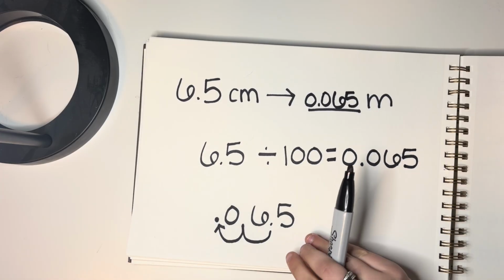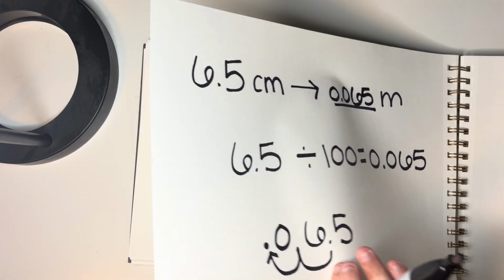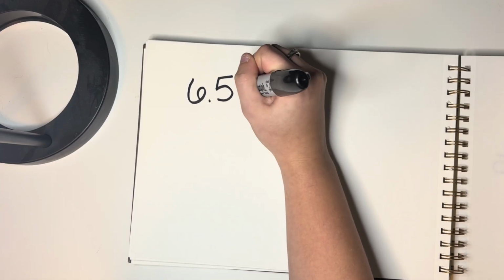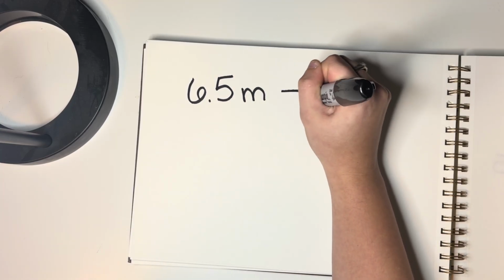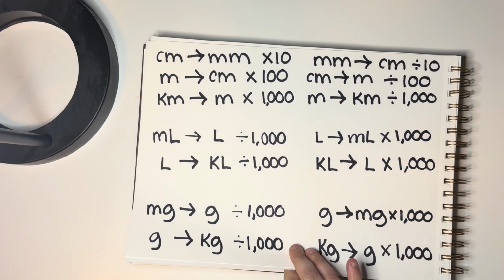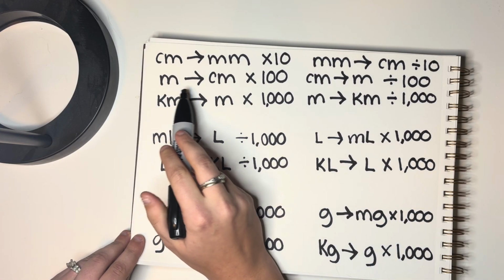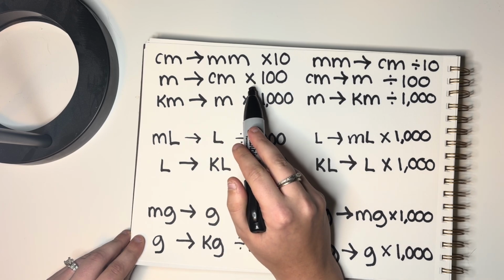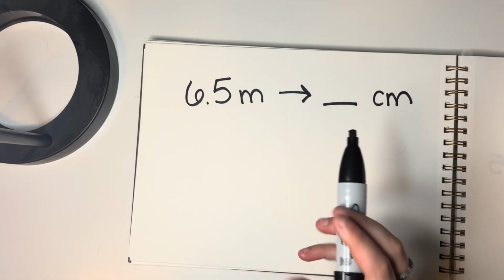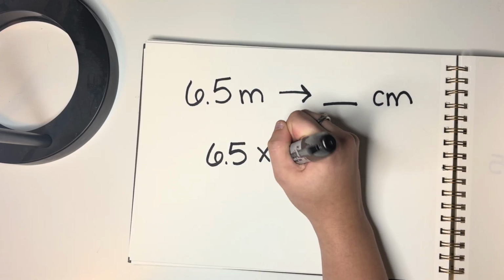Now I'm going to show you how I would do the opposite of this, okay? I'm going to show you what I would do if I was going from meters to centimeters. So if I had 6 5/10 of a meter, and I wanted to know how many centimeters that was, I again would go back and look at my conversion chart. I'm doing meters to centimeters, so I would find on my conversion chart meters to centimeters. And I see that my direction being given to me is I need to multiply my value by 100. So 6 5/10 of a meter, so 6 5/10 multiplied by 100.